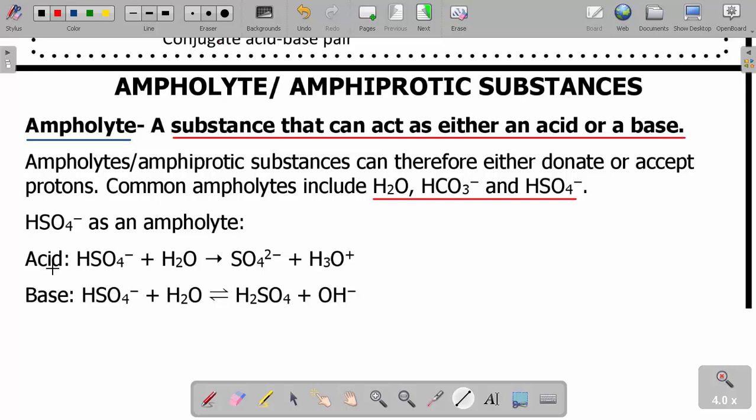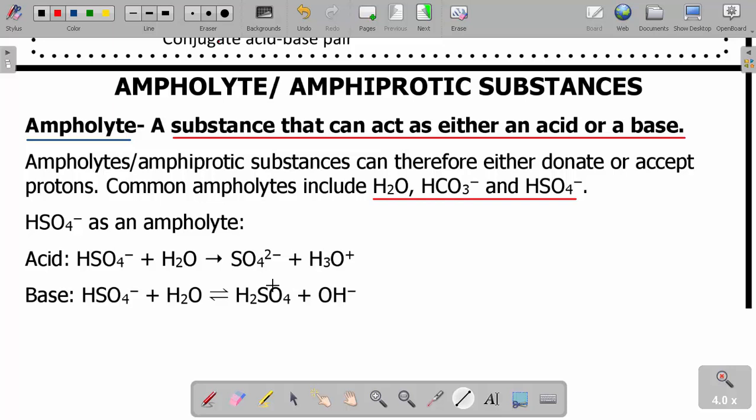Now HSO4- as an ampholyte, check here. If it is going to act as an acid, it is going to donate a proton to this water to form SO4 2-, and the water has accepted it, becoming H3O+. Now if this ampholyte again acts as a base, it is going to accept a proton from water to form sulfuric acid, that is H2SO4, and OH-.